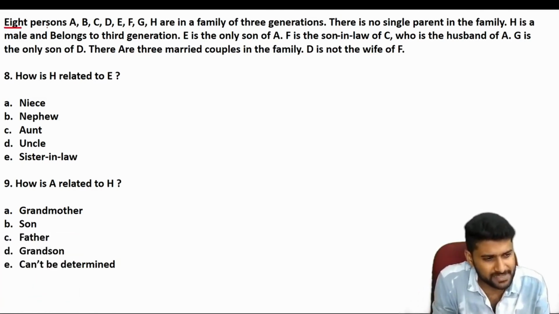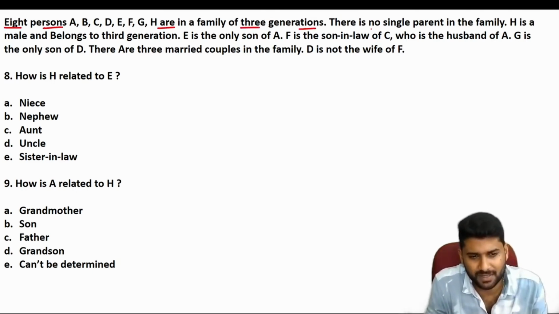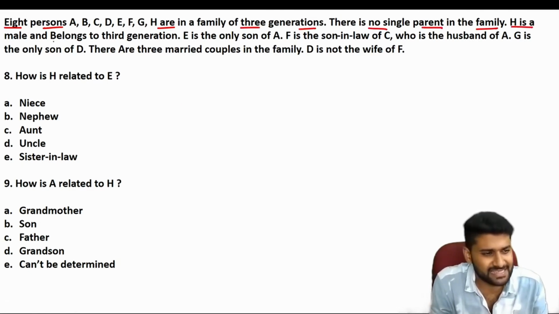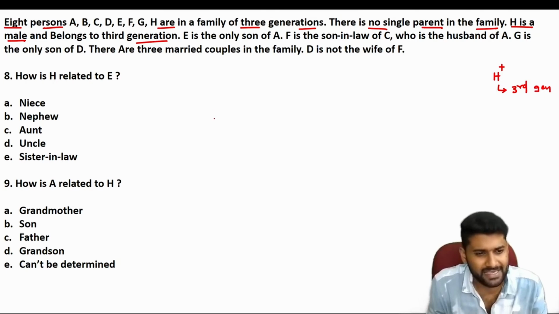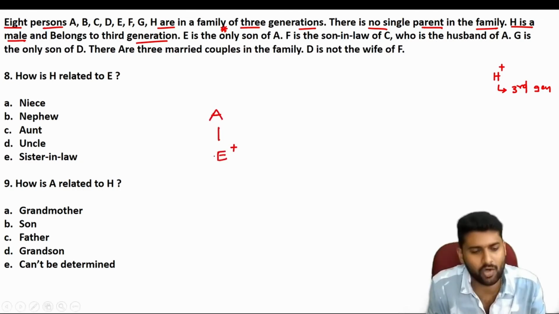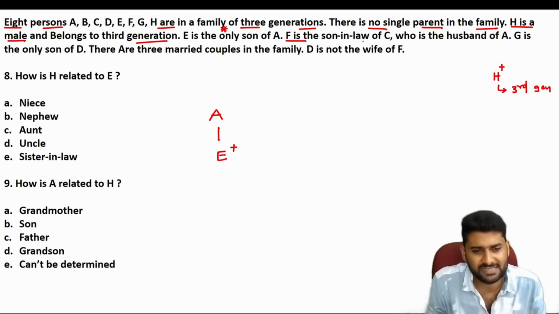So we have 8 persons, A to H, and in total there are 3 generations. There is no single parent in the family. H is male and belongs to the third generation. E is the only son, guys. Only information is most important. E is the only son of A. But we don't know A's gender as of now. F is son-in-law of C.